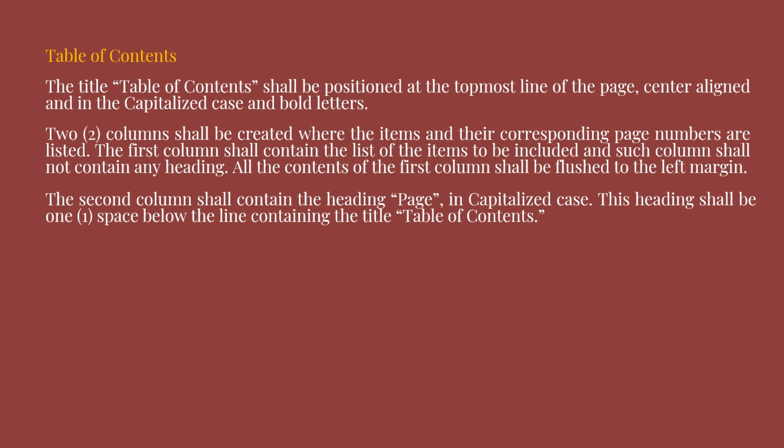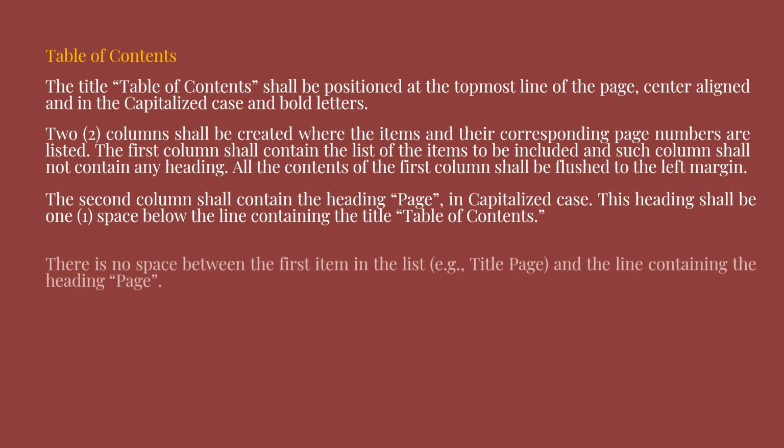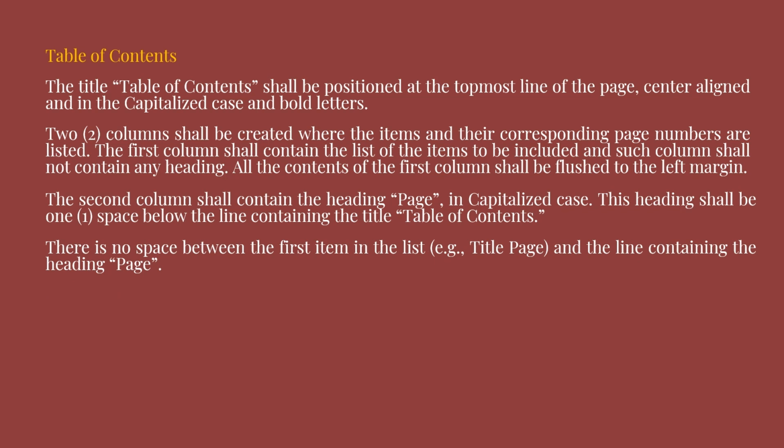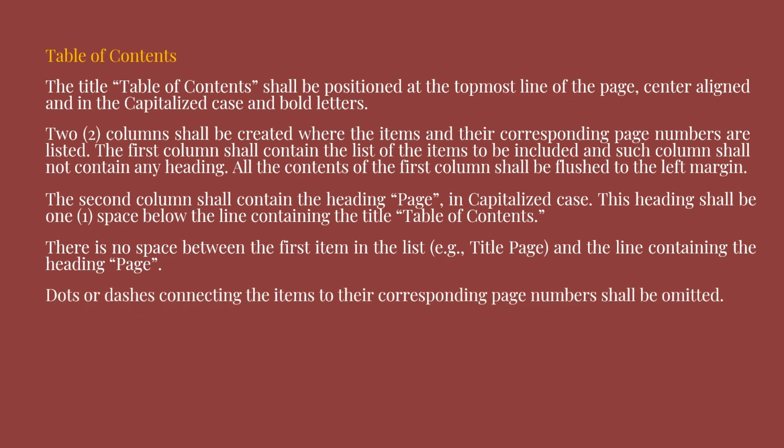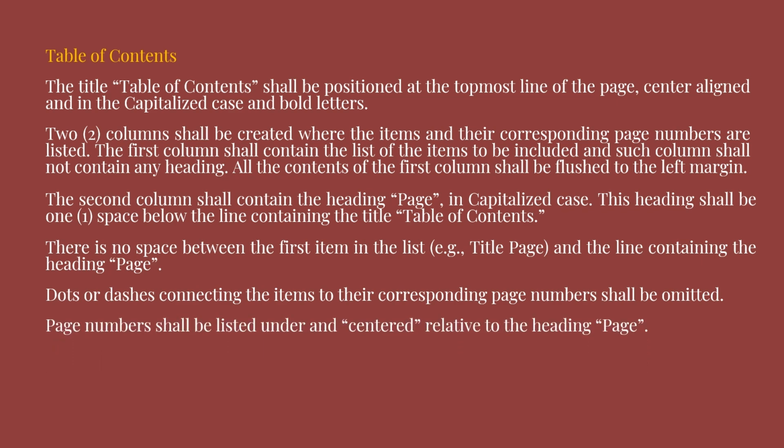This heading shall be one space below the line containing the title, table of contents. There's no space between the first item in this list and the line containing the heading page. Dots or dashes connecting the items to their corresponding page numbers shall be omitted. Page numbers shall be listed under and centered relative to the heading page. All entries shall be double spaced in the table.